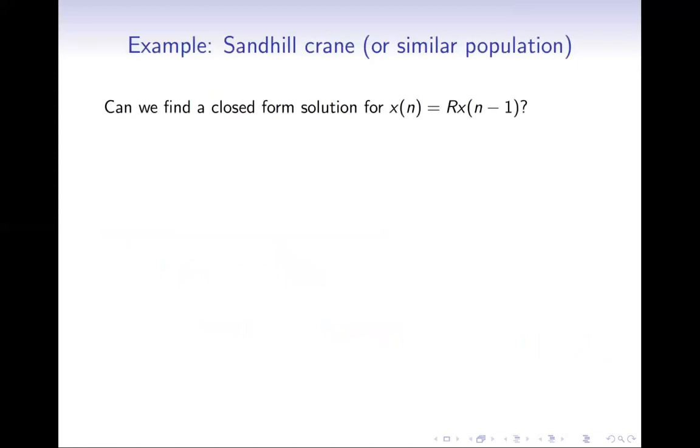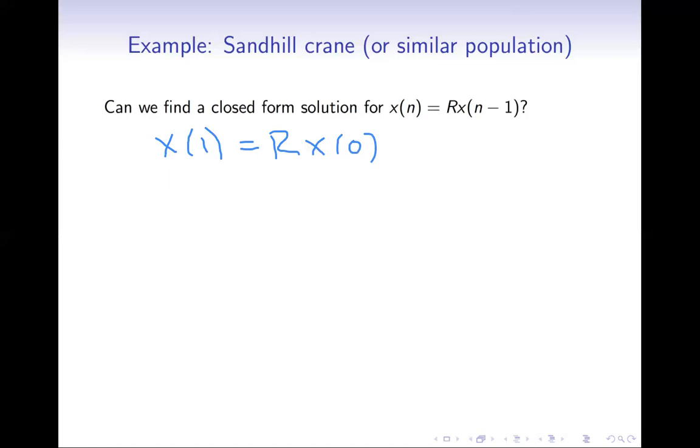So here's a question. Can we find such a solution for the sandhill crane model or a model for a similar population? Well, let's see what that would look like. Just for fun, let's think about computing x of 1 again. This assumes that we have x of 0, and usually we do know what our initial population is. So our model tells us x of 1 is equal to capital R times x of 0, which we've already seen.